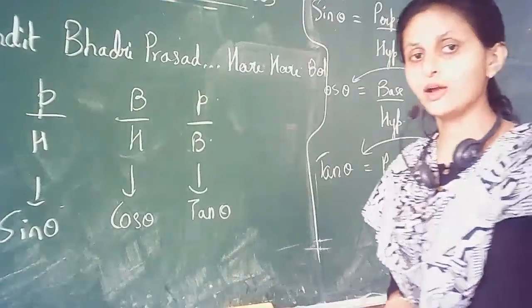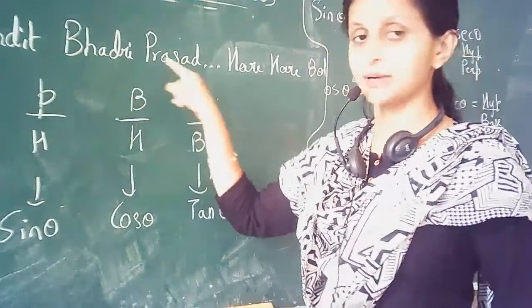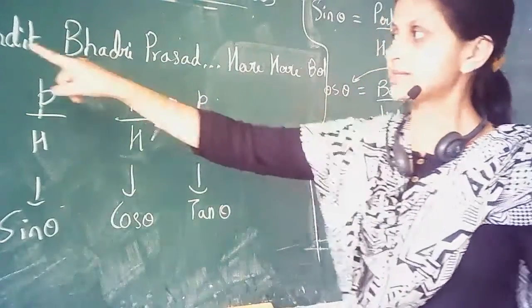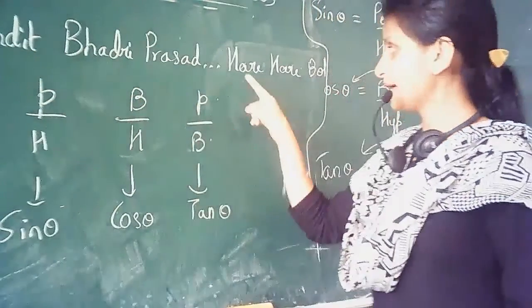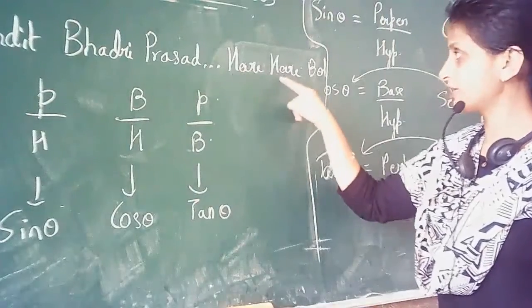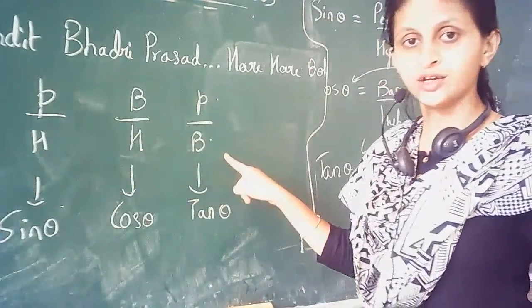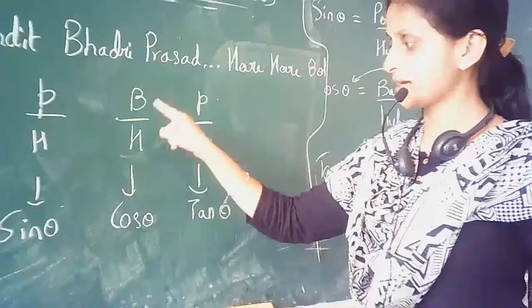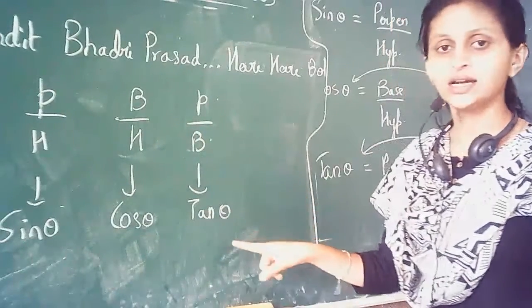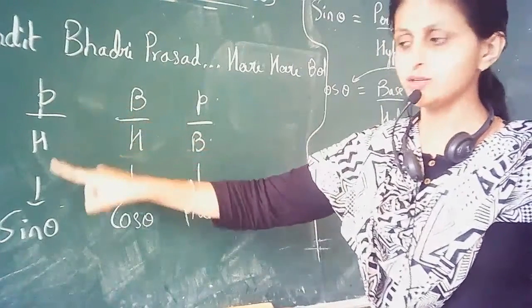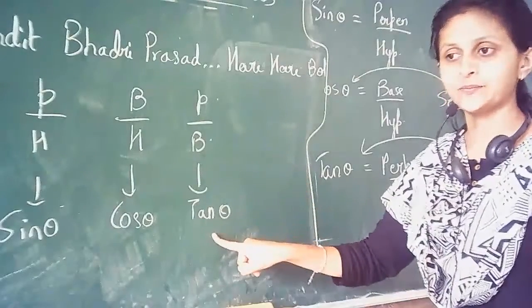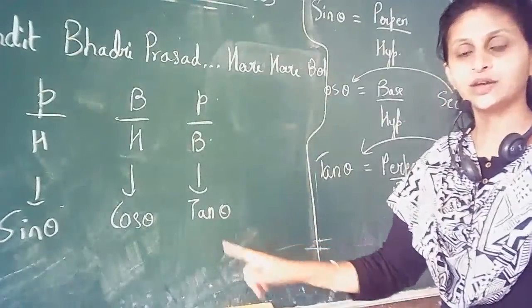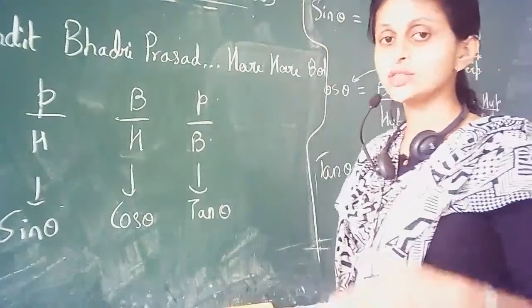How you can remember? I hope you understood. Pandit Badri Prasad Hare Hare Bol. Take first letters P, V, P, the numerators, and from the next three words take the denominators H, H, D. So what you get? First one is sin theta, second is cos theta, and third one is tan theta. Perpendicular upon hypotenuse, sin theta. Base upon hypotenuse, cos theta. Perpendicular upon base, tan theta. Do you all understand, students? And the remaining trigonometric ratios are reciprocals.